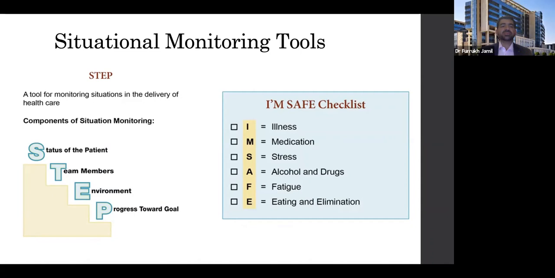STEP means S for the status of the patient, T for team members, E for environment, and P for progress towards the shared goal. This is the phrase we will hear again and again in situational awareness: shared mental model. We want to achieve a shared mental model in situational awareness, so we can all be on the same page and make the right decision for the patients.